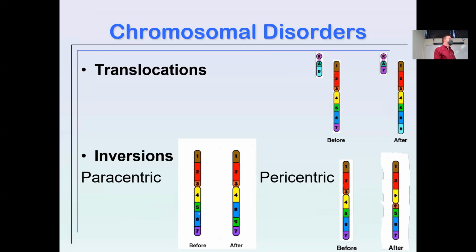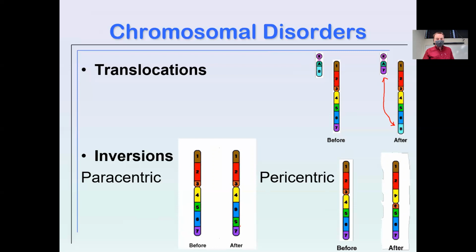It's not uncommon that other things can go wrong. You can have a situation where part of one chromosome gets spliced onto another chromosome and vice versa. So part B can move here and there. That can occur.